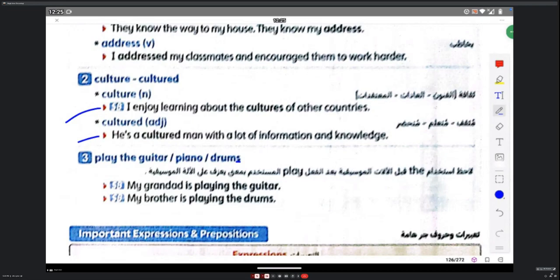Culture. I enjoy learning about the cultures of other cities. Cultured. He's a cultured man with a lot of information and knowledge. Play the guitar or piano or drum. My grandpa is playing the guitar. My brother is playing the drums.